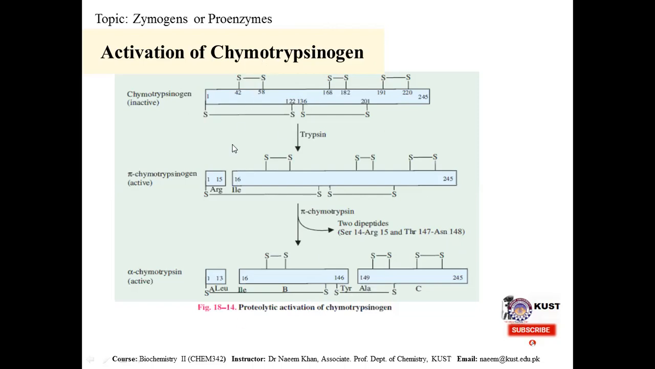From this mechanism, we come to know that the inactive form is converted to the active enzyme. How? First by hydrolysis, removing the bond between 15 and 16, and then by removing two dipeptides, that is from positions 14 and 15 and 147 and 148. In this way, this enzyme is activated. This picture can also be traced in the Zymogen fundamentals, and for any confusion, it can be traced there.